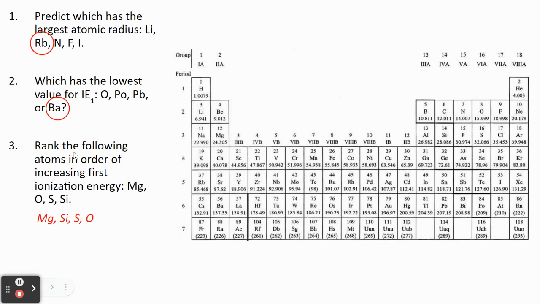And then for the last one, it says rank the following by increasing first ionization energy. That means we want the one with the smallest first ionization energy listed first, and the one with the largest first ionization energy last. Remember that our ionization energy decreases as we go to the left and the bottom. So the smallest ones will be over here. And it increases as we go to the right and towards the top. So the largest ones would be over here. So we would have magnesium, silicon, sulfur, and oxygen.